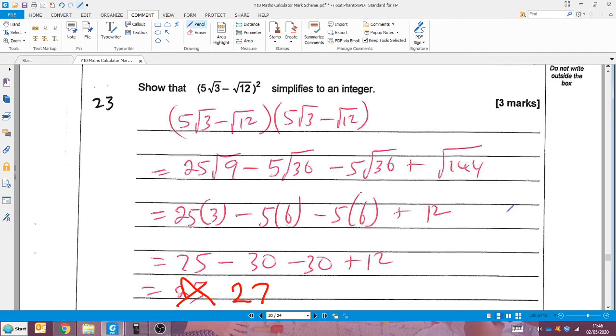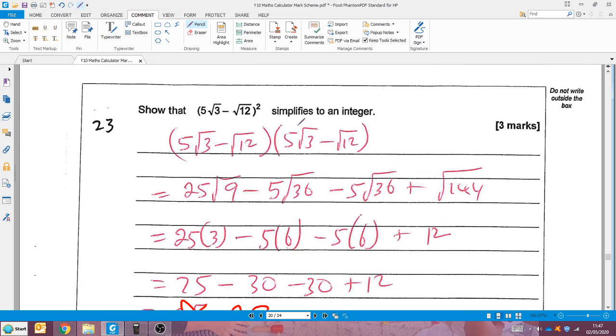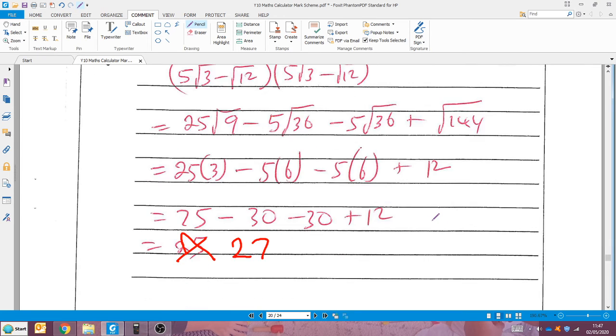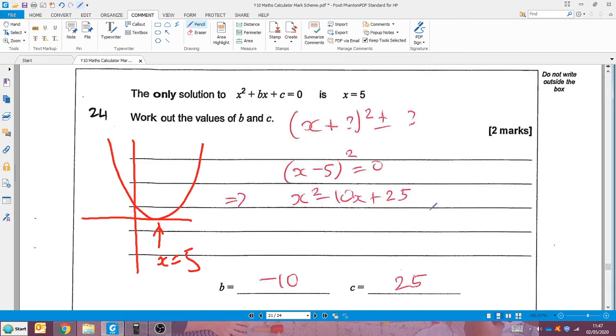Let's simplify. Well, we got 25 root 9, which is 25 times 3, square root of 36 is 6, etc., etc. Square root of 144 is 12. So that comes to 75. That comes to 30. That comes to 30. I've still got my 12. So I have got 75, take away 30, take away 30, plus 12 comes to 27. I have proven that this is an integer, that is to say, a whole number. It's not 25, it's 27. I need another cup of tea. I'm drying up. Oh, great, more of these things.